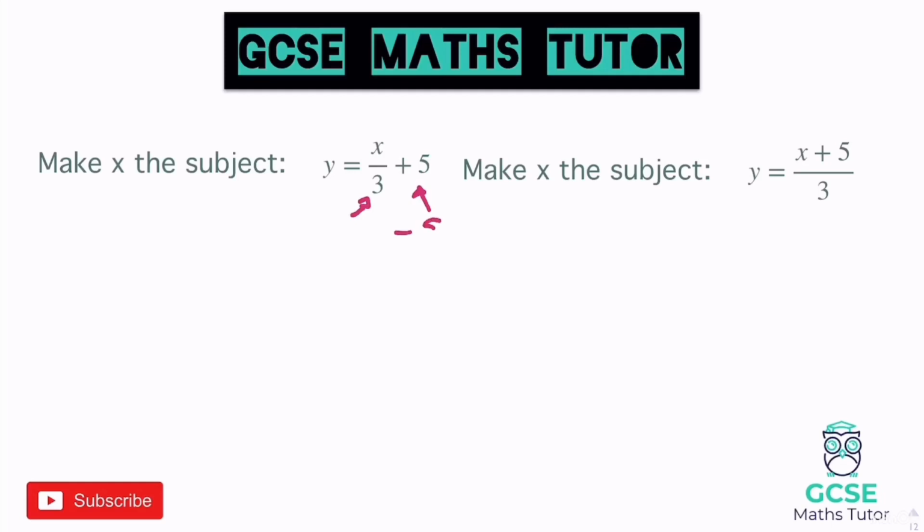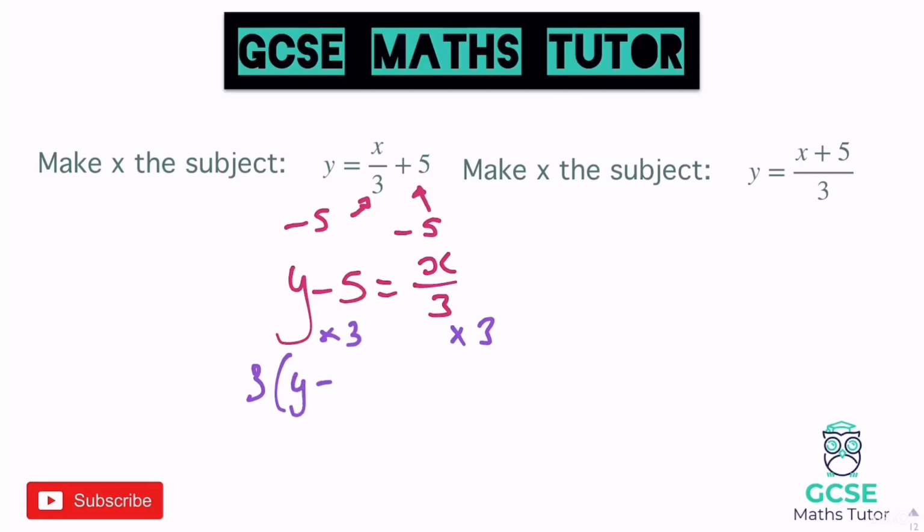So if we take away 5 from both sides, we get y minus 5 equals x over 3, or x divided by 3. So to reverse a divide by 3, we're going to have to times by 3. So if I multiply both sides by 3, we'll get 3 lots of, and I'll put it in a bracket now, 3 lots of y minus 5 equals x. We could leave it like that, or we could expand this. We could say 3 lots of y is 3y, 3 lots of 5 is 15, copy the symbol, and then put in our x.